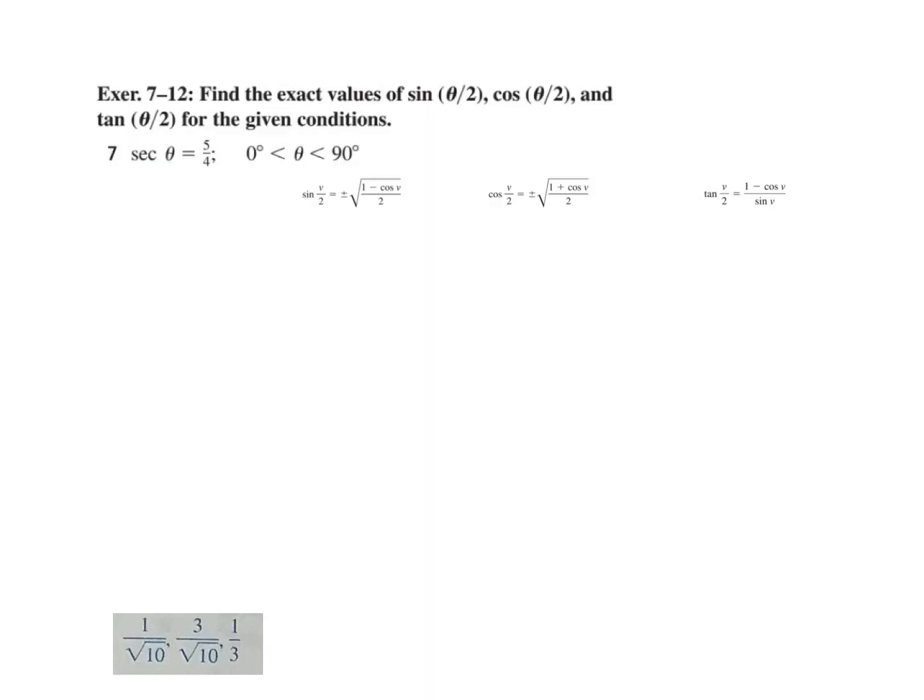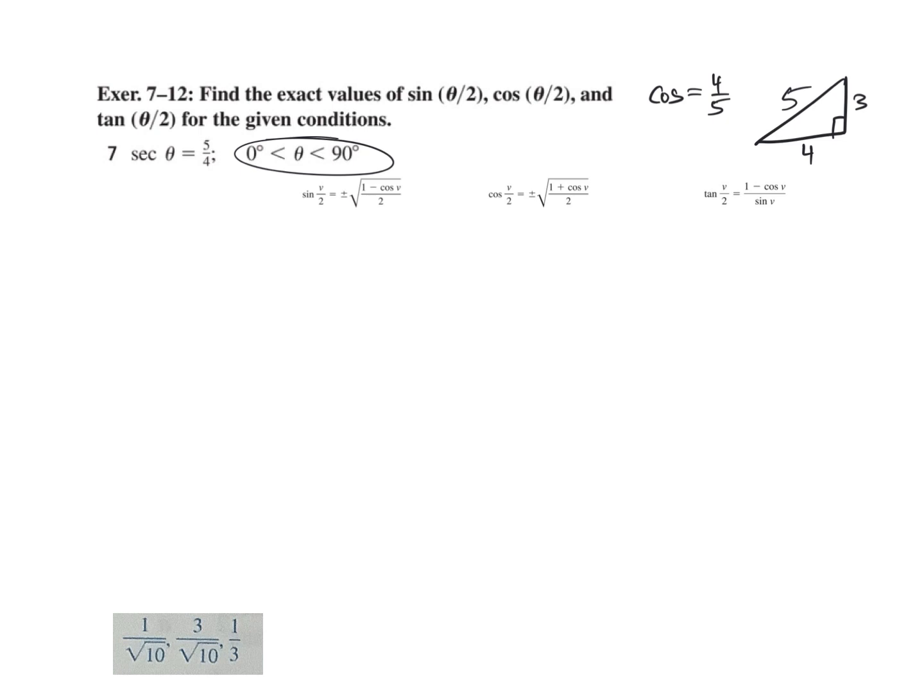Okay, now we're doing all of these again for the given conditions. We're in the first quadrant. Secant is the same thing as cosine, except it's the reciprocal. So we have, just draw a triangle in the first quadrant. And cosine is x over hypotenuse. So this is a 3, 4, 5 triangle. So now we just do all of these again.